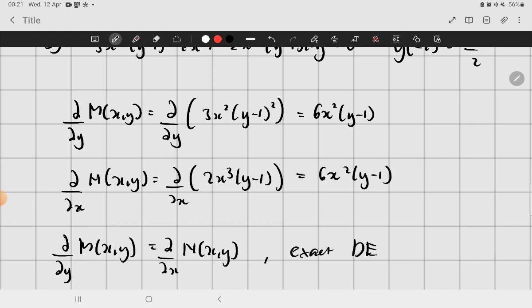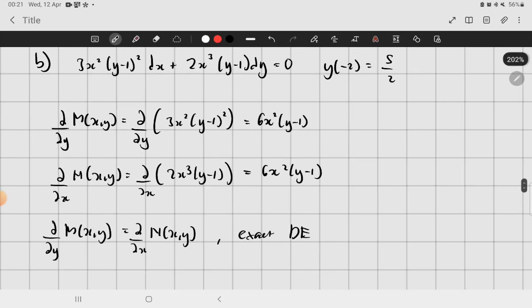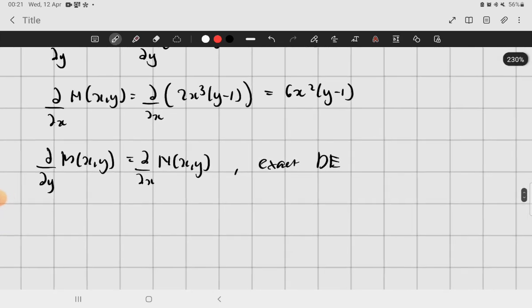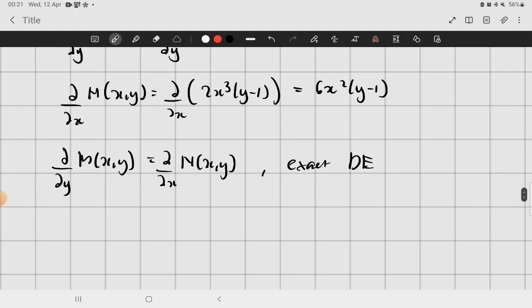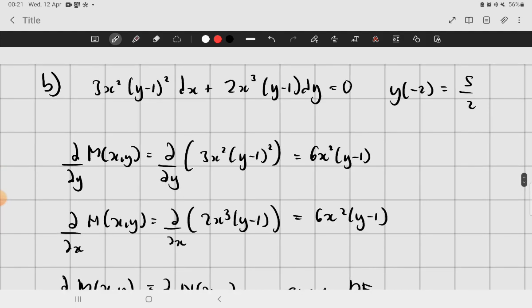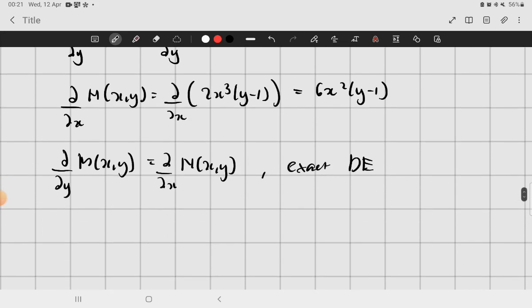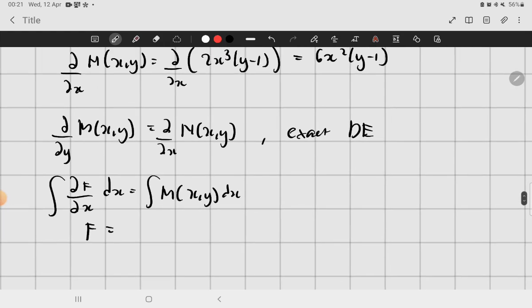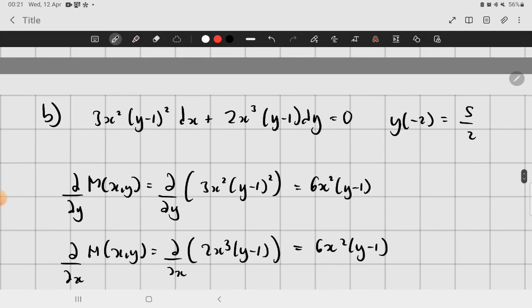Okay, very nice. And that's the first step. The second step is, well, you have to solve for M. So by finding the integral, whether you want to begin with M or N, either function should be no problem. Okay, but I'm going to approach it as usual with respect to x. So we integrate the function of M with respect to x. Now we have f is equal to the function of M, which is 3x squared (y minus 1) squared.